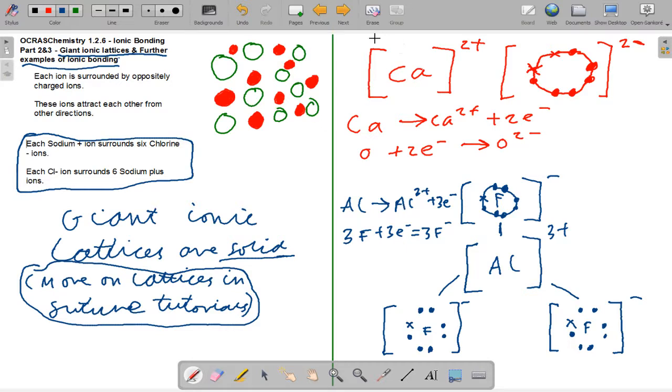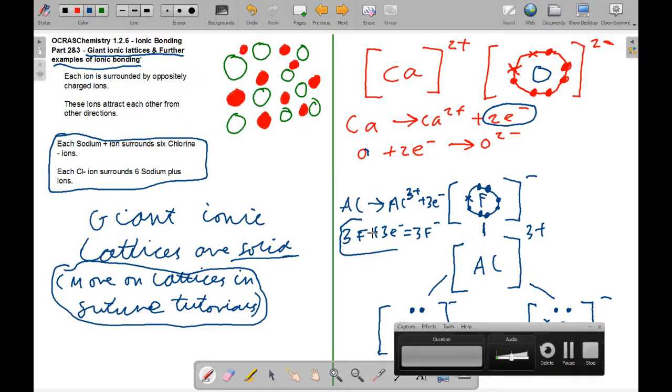Now if we look at another example of ionic bonding, the calcium 2 plus is formed when it overcomes its ionization energy to make calcium 2 plus ions, and then the oxygen plus the 2 electrons make it O2 minus. The 2 new electrons are represented by 2 crosses.